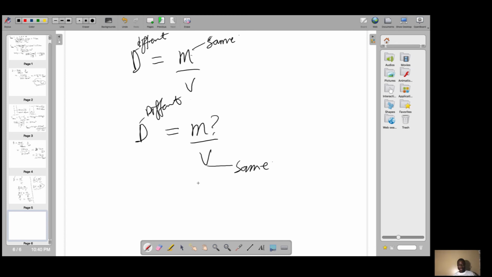So density, you don't have to always think of it as just involving numerical problems. You have to also think about it at the molecular level. How are the atoms packed in a given space? Once you understand that, it becomes a lot easier.